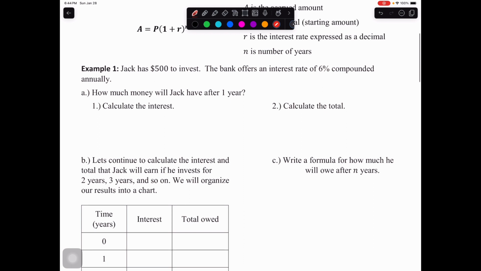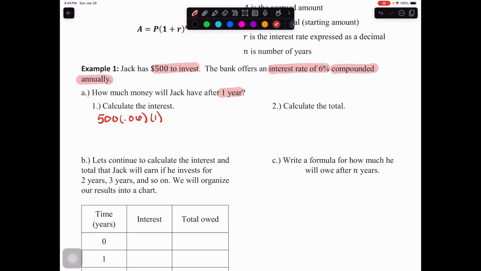When we look at example 1, it says Jack has $500 to invest. The bank offers an interest rate of 6%, and the keywords are compounded annually, not simple interest. In the first question, how much money will Jack have after 1 year? We're going to just calculate the interest. So I would do 500, which is the principal amount, times the rate, which is 0.06, times the time, which is 1 year.